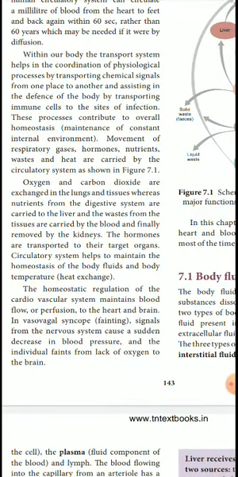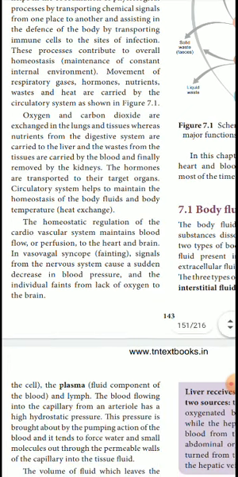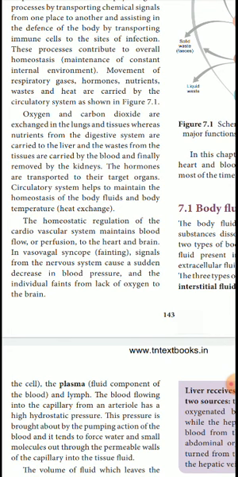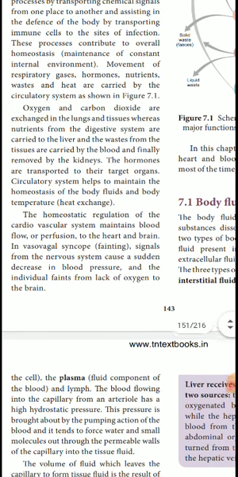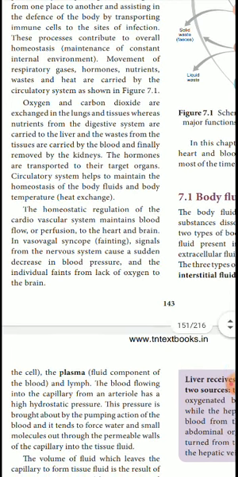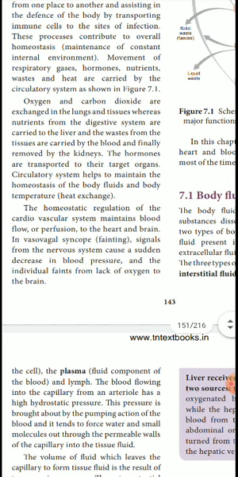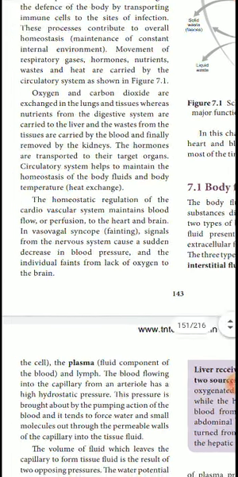Within our body, transport and coordination are going on. Oxygen and carbon dioxide are exchanged between the lungs and tissues, whereas nutrients from the digestive system are carried to the liver, and waste from the tissues is carried by the blood and finally removed by the kidney. Hormones are transferred to the target organs. The circulatory system helps to maintain homeostasis of body fluids and body temperature.